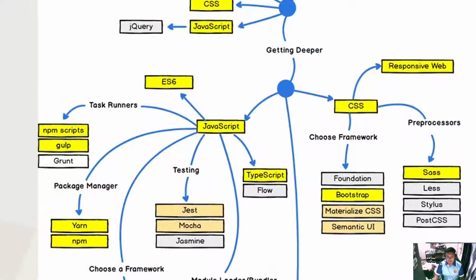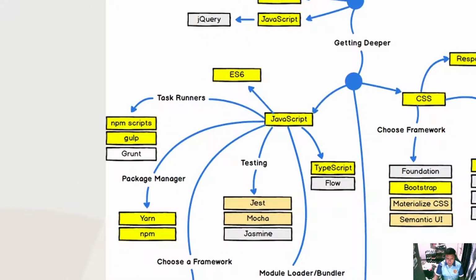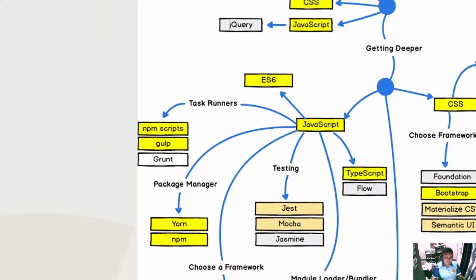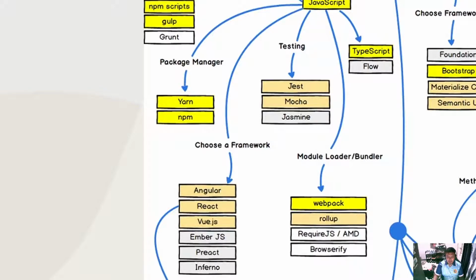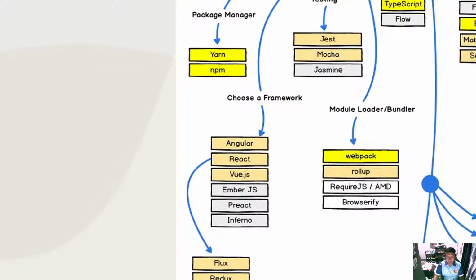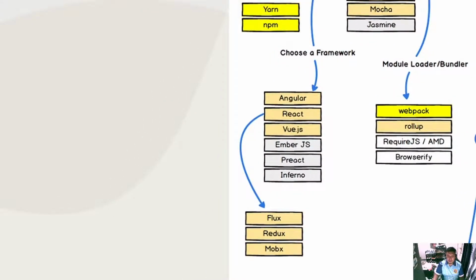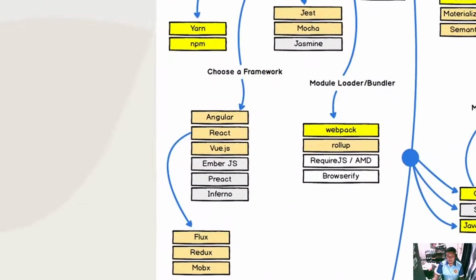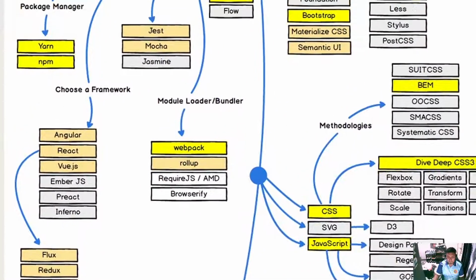Okay, then we can also get deeper into JavaScript. We have a lot of things that we can do. We have ES6, task runners, package managers, testing, types. We have a lot of things. You can also choose a framework: we can have Angular, React, Vue, and others. Everything here is really working toward a much more interactive website. Some of these frameworks can also be used for back-end development.